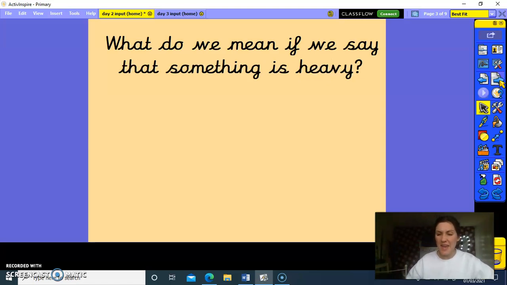If something is heavy, your back would probably hurt. You'd have to use two arms. You might need to ask a grown-up to help you. It might have to be transported to you. So that is heavy. So things can be light and things can be heavy.